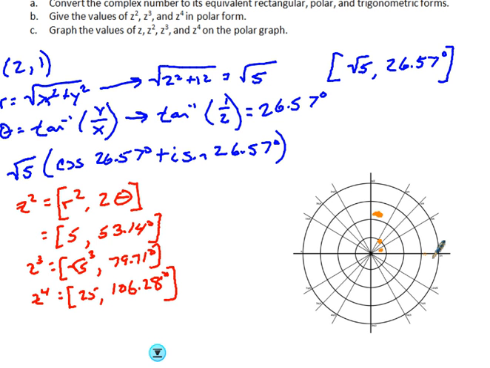And the last one would be 25, which is way out there, and then 106.28. So 106.28 we'll say is, well, 90 would be there and that would be 120, so somewhere in between the 90 and the 120, so somewhere up there. So it's a rough sketch on this, but if you were to continue plotting these, you'd end up with a spiral, and it would get really large really fast. So that's number 10 there.